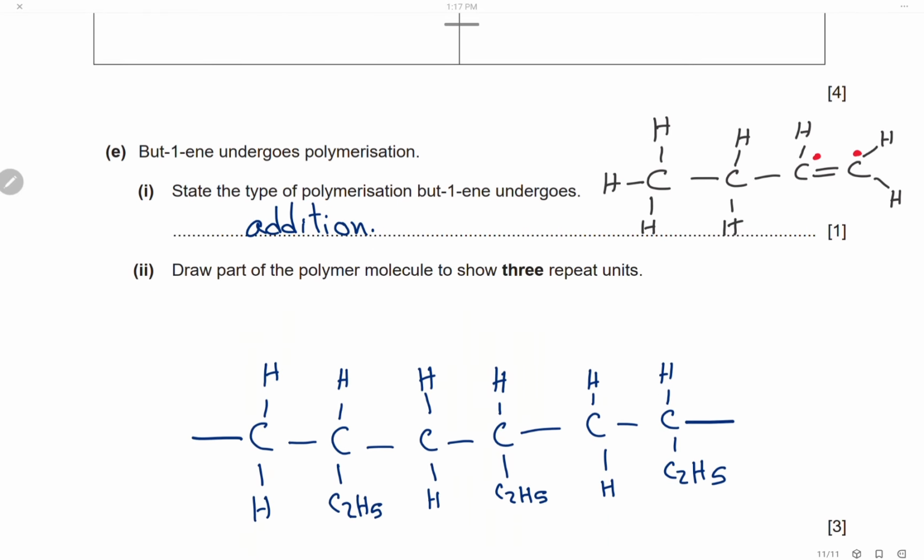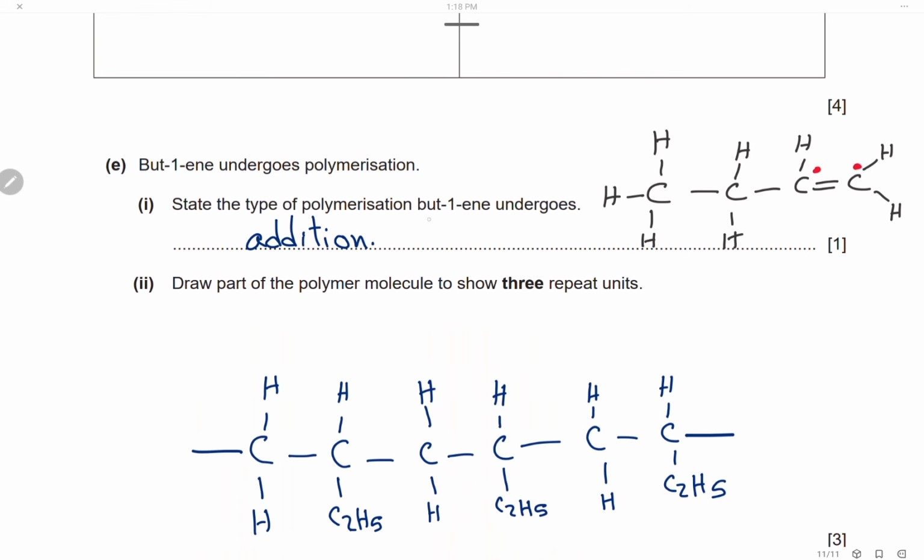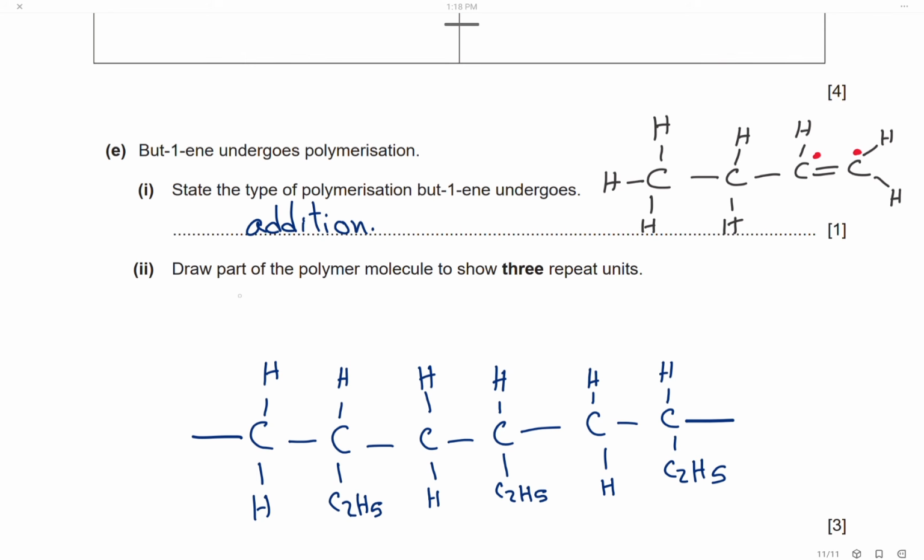But-1-ene undergoes polymerization. State the type of polymerization when but-1-ene undergoes. Of course, but-1-ene is an alkene. It contains a double bond, so the polymerization will be addition polymerization. Draw part of the polymer molecule to show 3 repeat units.